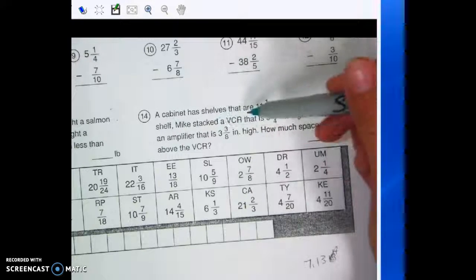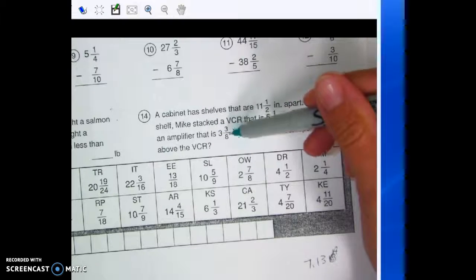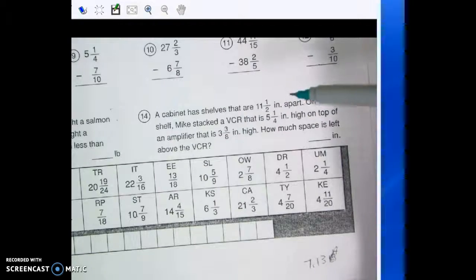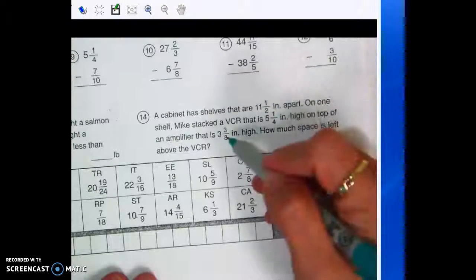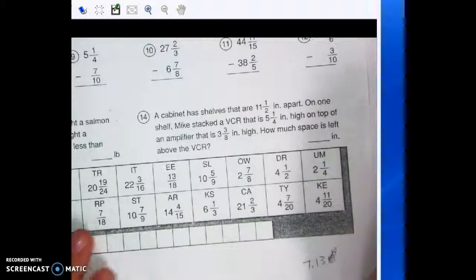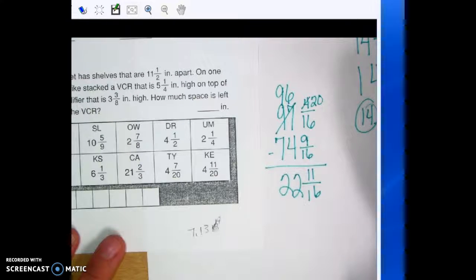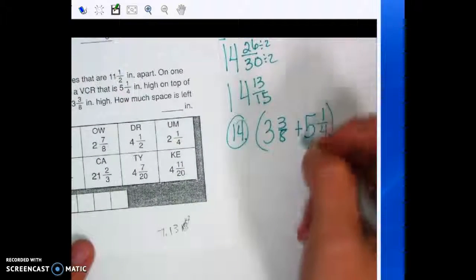On one shelf, he stacked the VCR that is 5 1/4 inches high on top of an amplifier that is this. So the space that's left is whatever's left over if you take away both of those from the 11.5. So we're going to have to add the 3 3/8 plus 5 1/4, and then we're going to take that answer away from 11.5. Okay, so let's add these together.